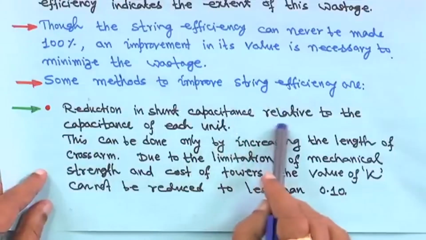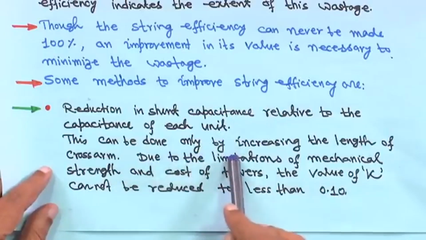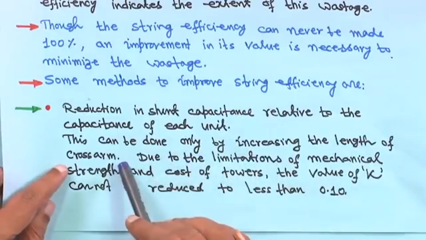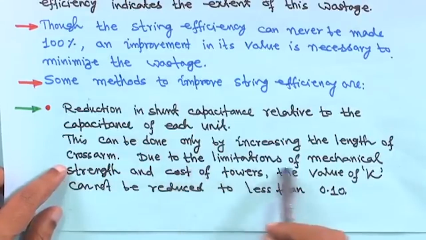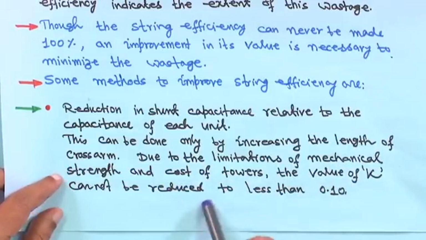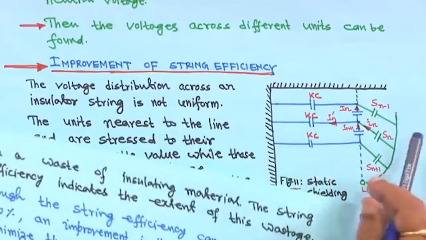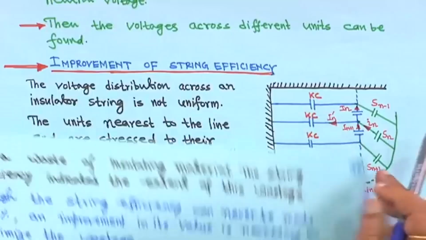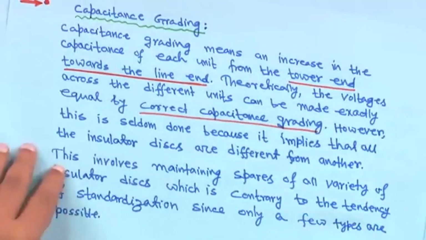Okay. So, a reduction in shunt capacitance relative to the capacitance of each unit, this is one way. This can be done only by increasing the length of the cross arm, but you cannot increase the length of the cross arm because cost is a major factor. Due to the limitation of mechanical strength and cost of towers, the value of k cannot be reduced to less than 0.1. Now, that is why one method is there, that is called capacitance grading.